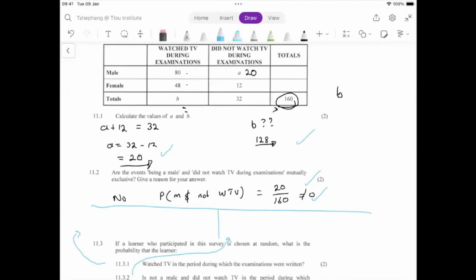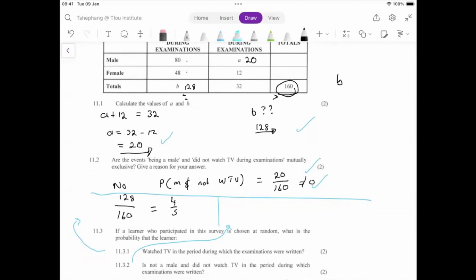How many, what's the total number of people that watch TV? It's going to be how much? 128, because it's what we found for B. Out of a total of 160. And I think this does simplify. It should simplify to 4 over 5. Please correct me if I'm wrong. That's just calculator work. Yeah, 4 over 5. Great stuff.